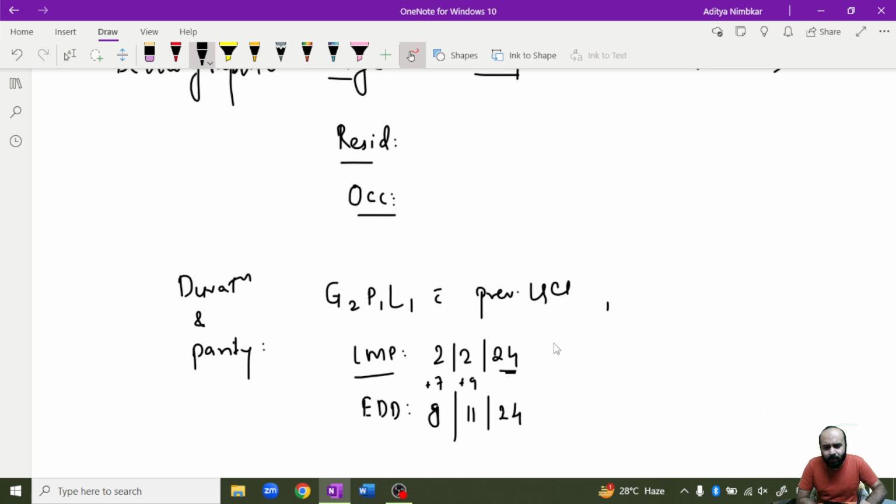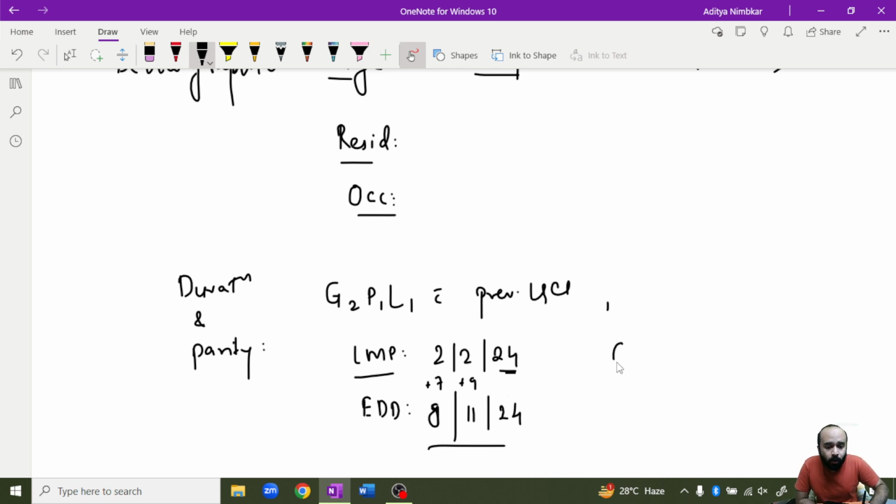But that is fine. If you forget this, it's okay, but at least roughly this should be your expected delivery date by Naegele's formula, wherein you add 7 to the day, and 9 to the months. The other way of doing it is you subtract 3 from the months column. So if I'm going to be subtracting 3, then it will again come out to be 11.